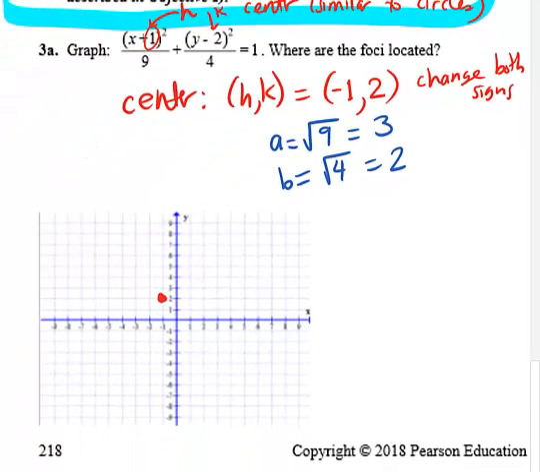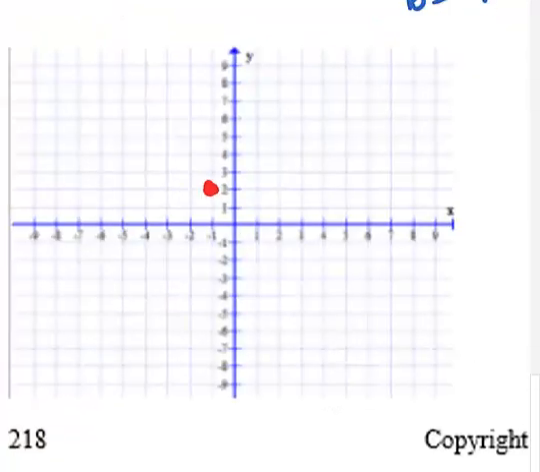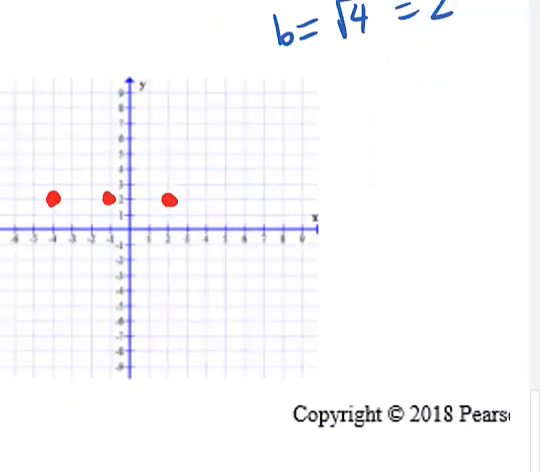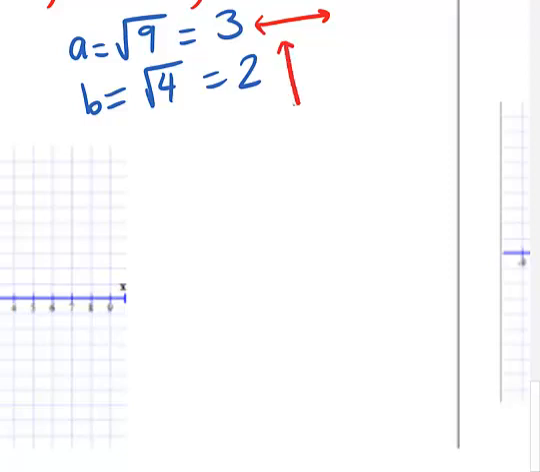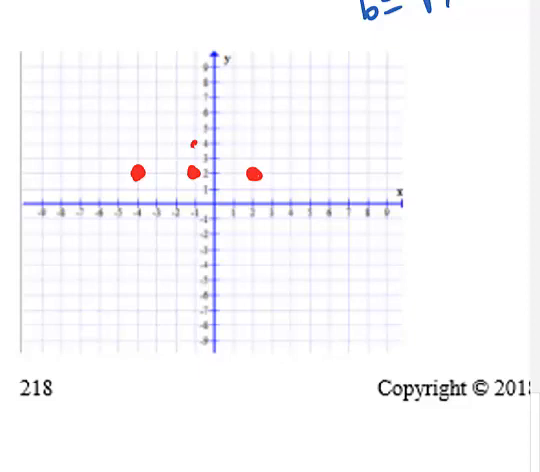So this is where it gets a little more complicated. Now, instead of extending left and right 3 units from the origin, I have to extend left and right 3 units from that center. So from where that center is, I'm going to go left 3, 1, 2, 3, there's a point. And then right 3, 1, 2, 3, there's another point. And then the b value, instead of going up and down 2 units from the origin, I'm going to go up and down 2 units from that center. So above that center, 2 units, and below it, 2 units. That's where they are. And then I'll just connect the dots to look like a nice little oval. It looks about right.